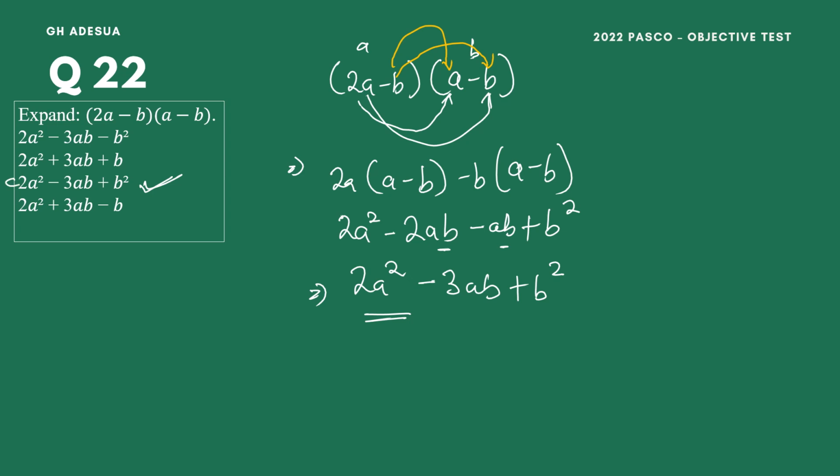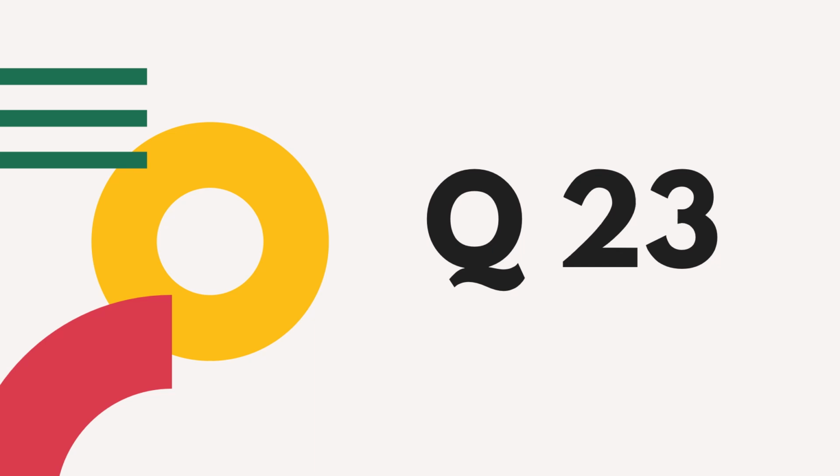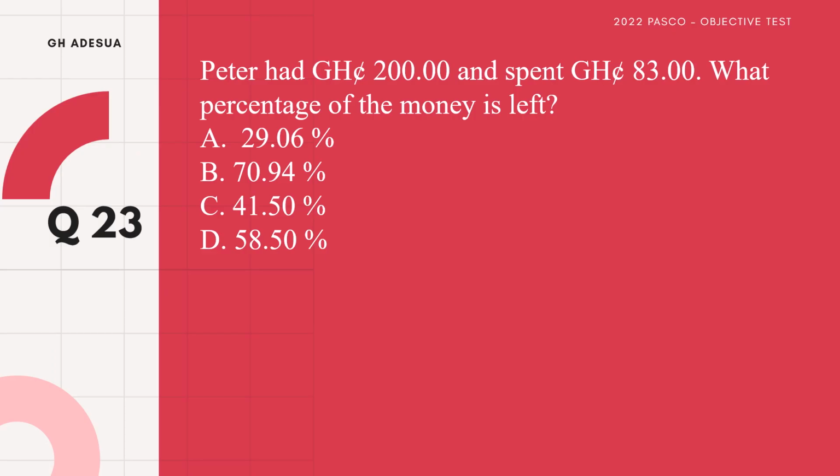We also continue to our next question. Peter had 200 cedis and spent 83 cedis. What percentage of the money is left? The options are below.